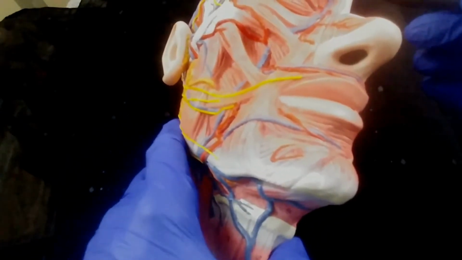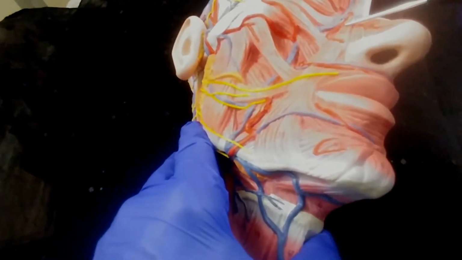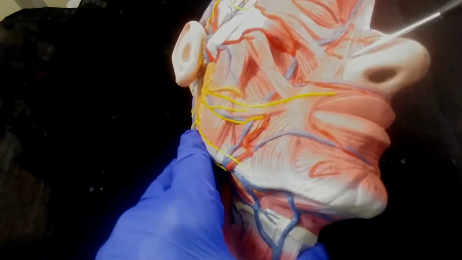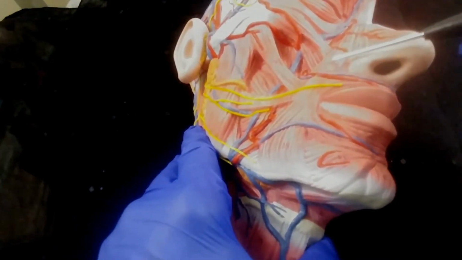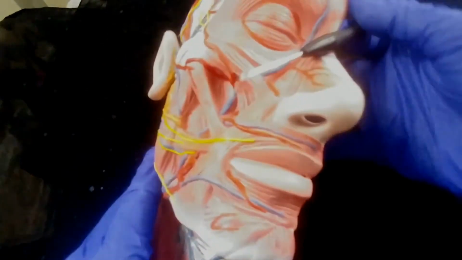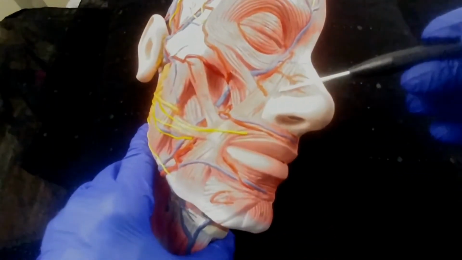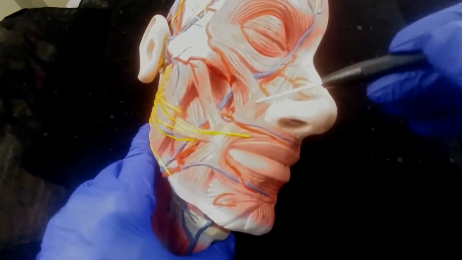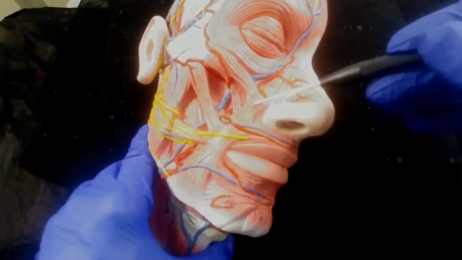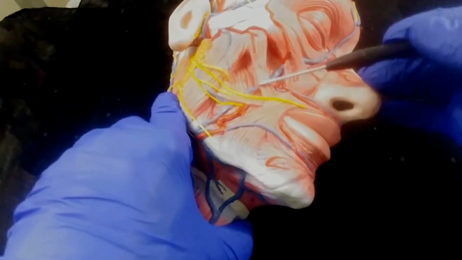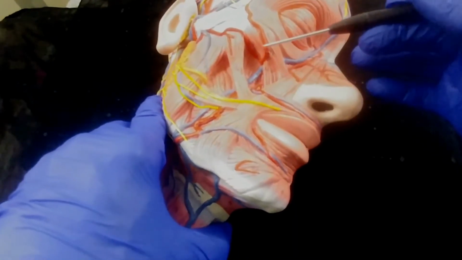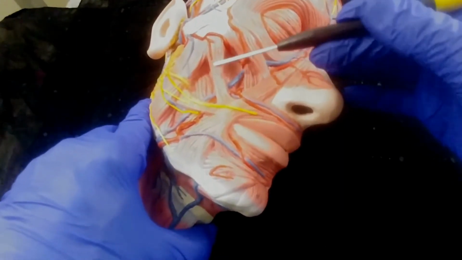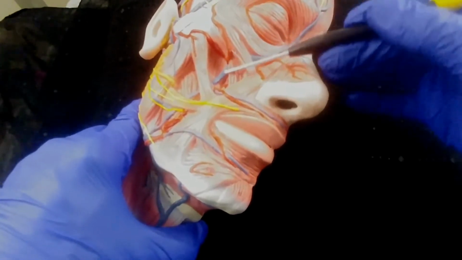Then we'll go to the levator labii superioris alaeque nasi. This is the levator labii superioris alaeque nasi muscle here. Then this is the levator labii superioris muscle. This is the zygomaticus major muscle, and this is the zygomaticus minor muscle.